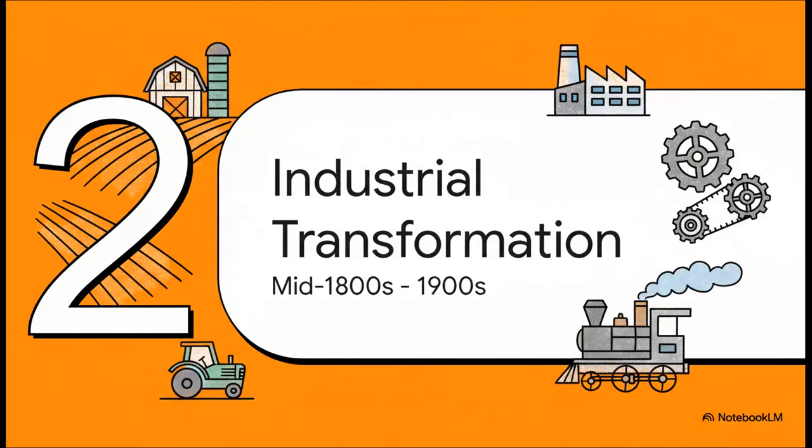Okay, on to our next chapter. The Great Industrial Transformation. We're jumping into the mid-1800s to the early 1900s. This is when America completely changes, going from a nation of farmers to an absolute industrial giant.